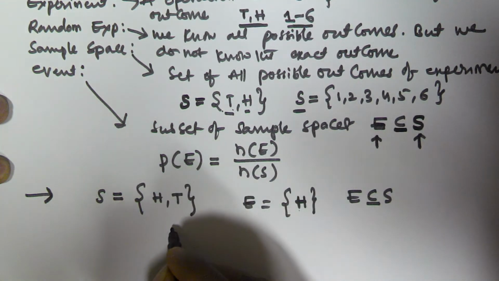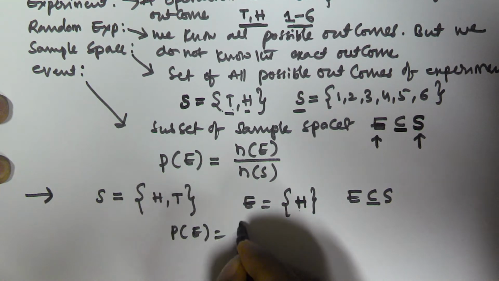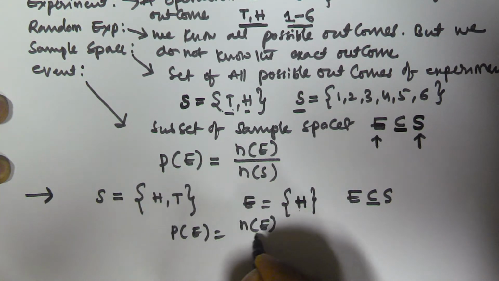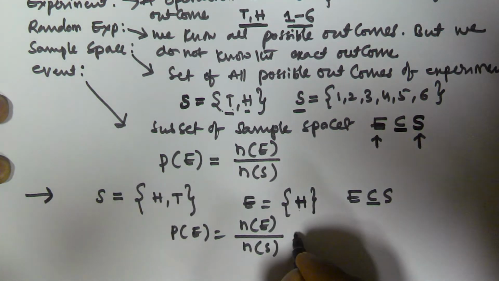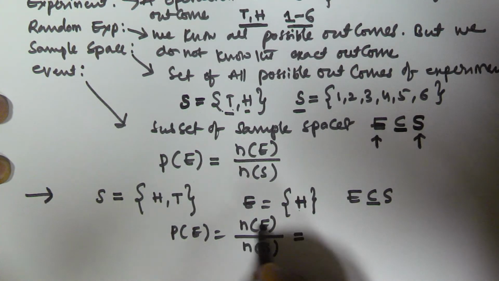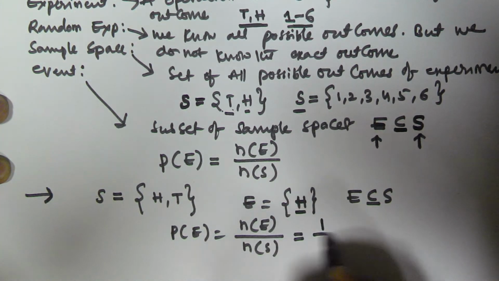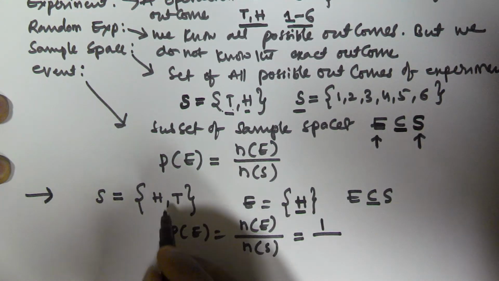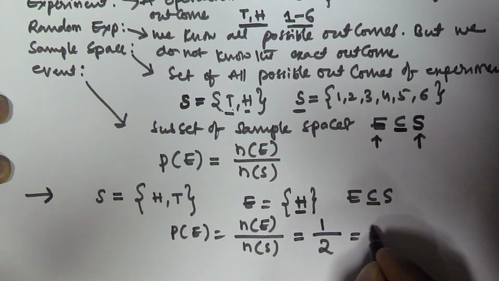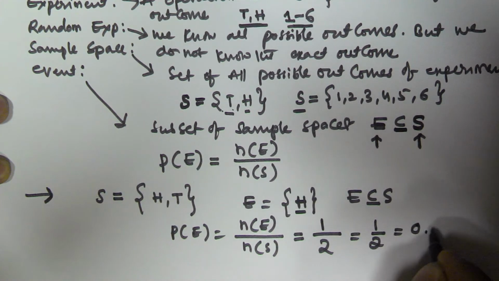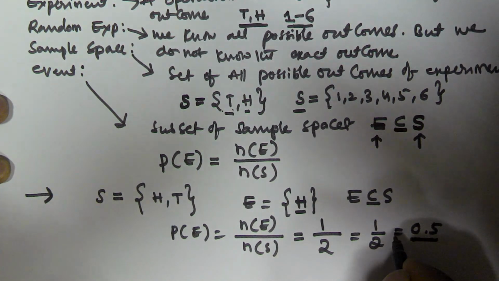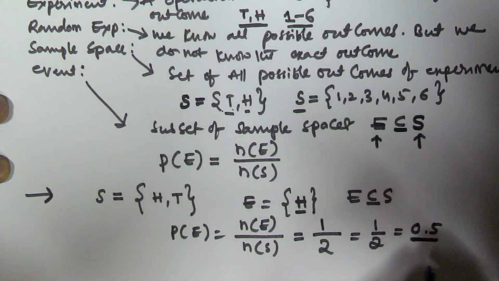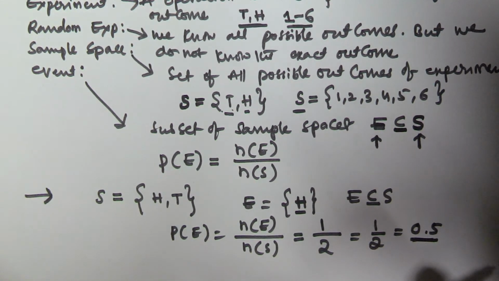That is given by probability of E is equal to n(E) by n(S). n(E), the number of elements in E, that is the cardinality of E, divided by n(S), the number of elements in the sample space. The number of elements in the event is only 1, and the number of elements in the sample space is 2, so this is 1 by 2, which is 0.5. So this is the probability of occurring head whenever we are tossing a coin. I hope you got this one.